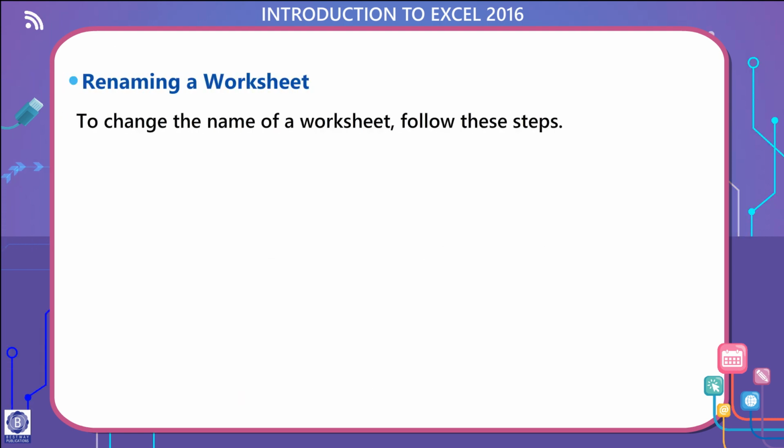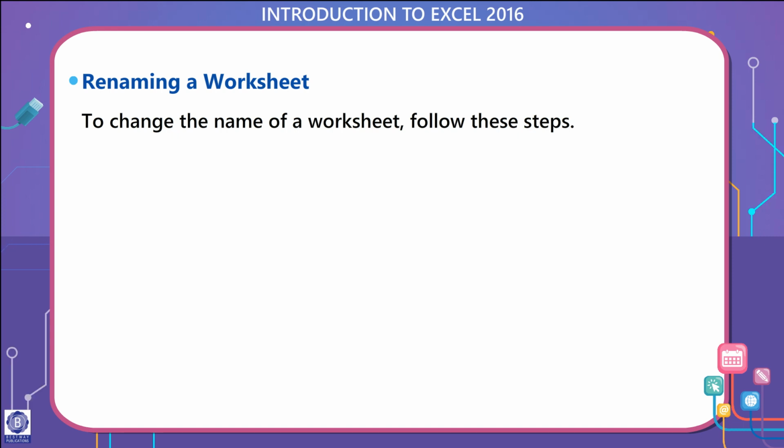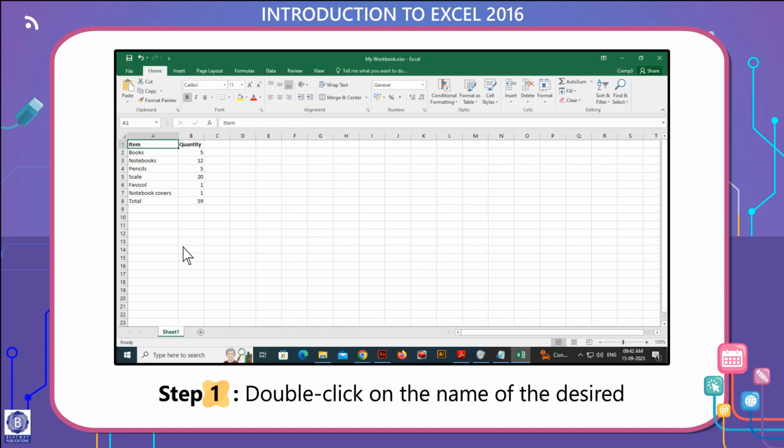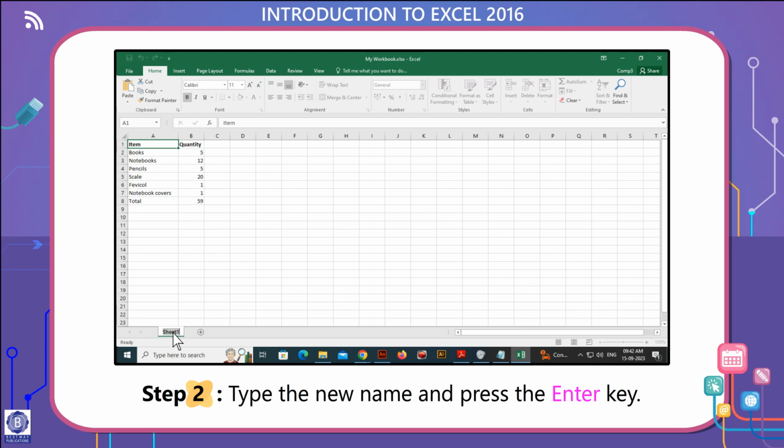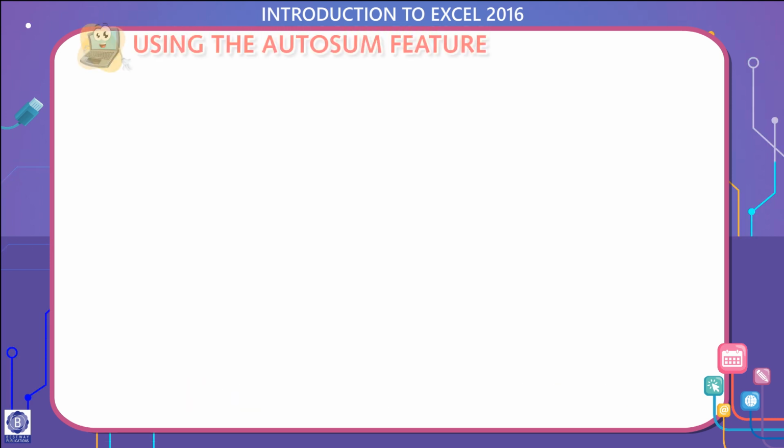Renaming a worksheet. To change the name of a worksheet, follow these steps. Step 1. Double-click on the name of the desired worksheet on the Sheet tab. It will be highlighted. Step 2. Type the new name and press the Enter key.